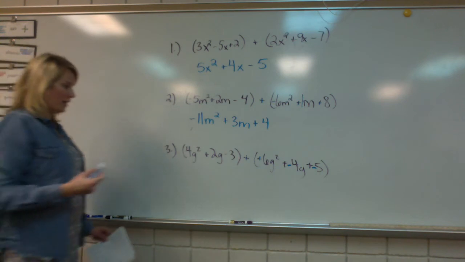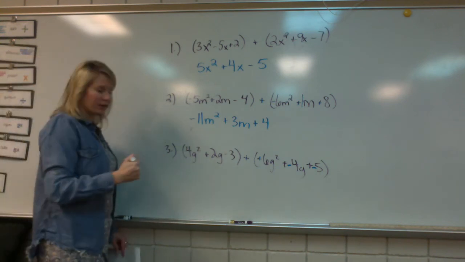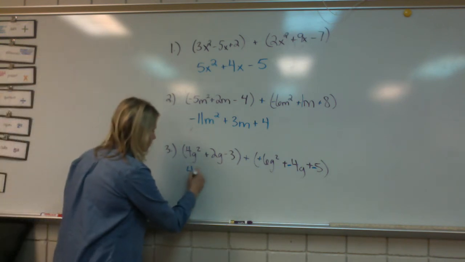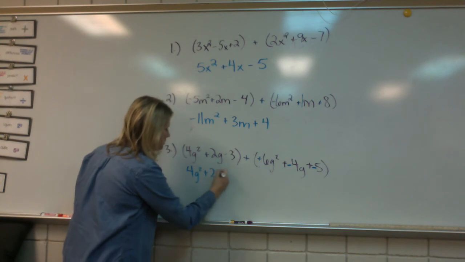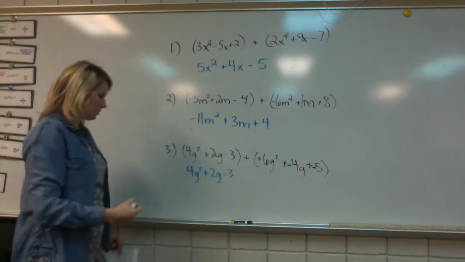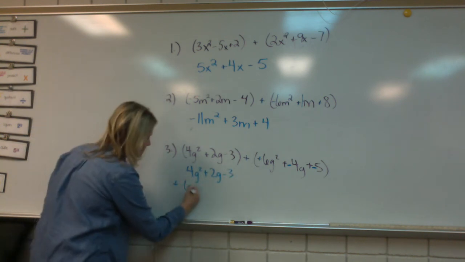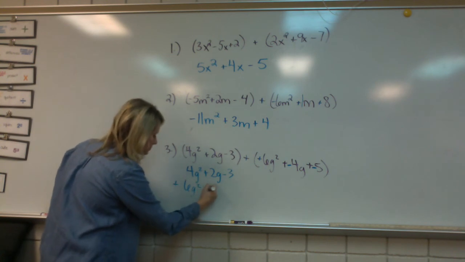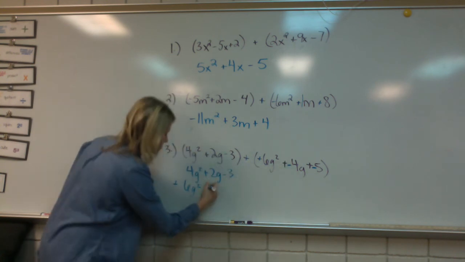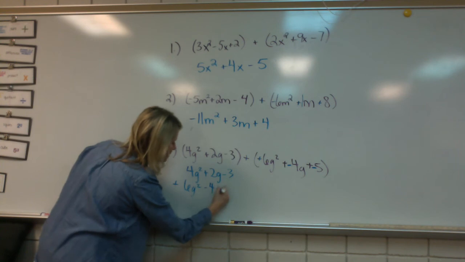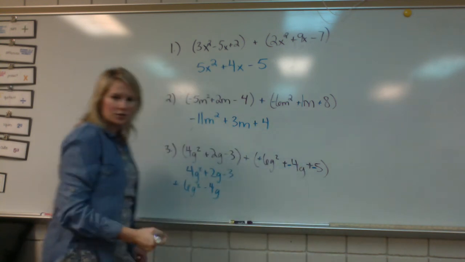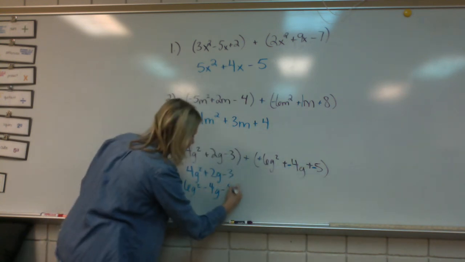Now, if you wanted to rewrite this and add vertically, some people think that's easier. So 4g squared plus 2g minus 3, I'm just rewriting them, plus a positive 6g squared, and then it's a negative, so I'm just going to write a minus 4g, and this one's a negative 2, so I'll just write a minus for that 5.